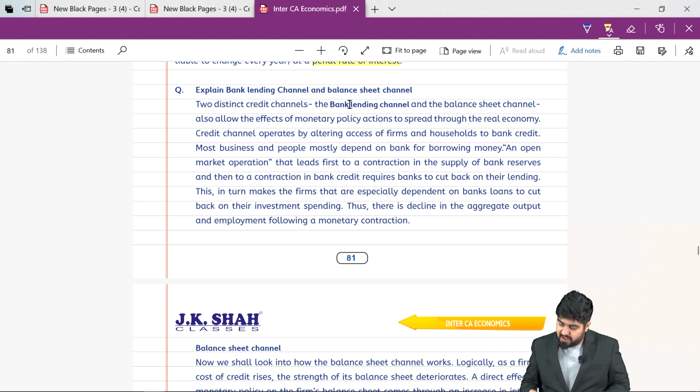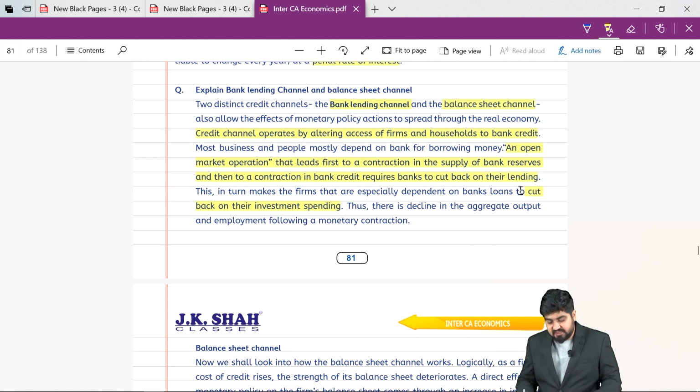Next one, students, explain the lending channel or the balance sheet channel. Now, when we are talking about the bank lending channel and balance sheet channel, these are nothing but what? Quantum channel. So, the credit channel operates by altering the access of firms and households to bank credit. Most businesses and people mostly depend on the bank for borrowings. An open market operation that leads first to a contraction of bank reserves and then a contraction in bank credit requires banks to cut back on their lending. This in turn makes firms that are especially dependent on bank loans cut back on their investment spending. See this, if the reserve rate is increasing, open market operation is not favorable, then investment will be less for the business houses. That means there will be a decline in aggregate output and employment following a monetary contraction. That means for reducing the inflation levels.